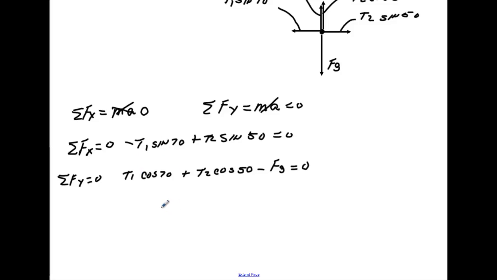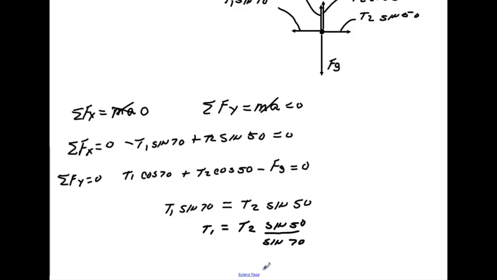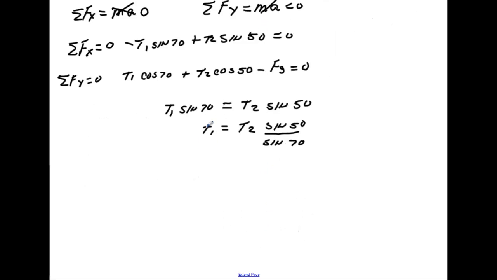I can take this equation here and solve for that. I'll move T2 to the other side, multiplying by the negative to get rid of it. I can say that T1 times the sine of 70 is equal to T2 sine of 50. So can I not say that T1 is equal to T2 sine of 50 divided by the sine of 70? Okay, so we have that one. We've simplified as much as possible.